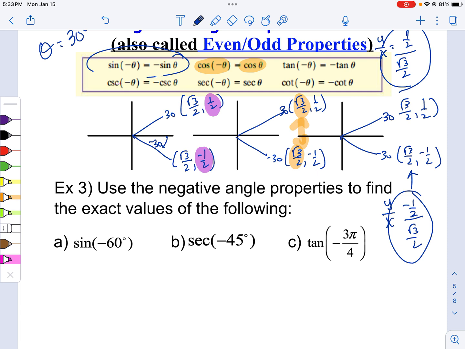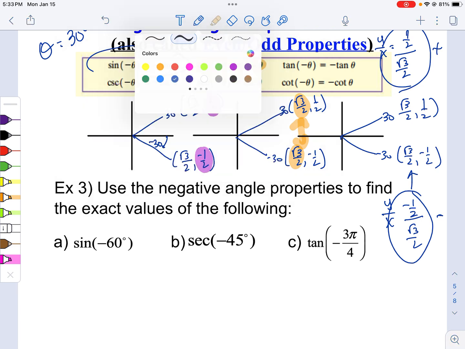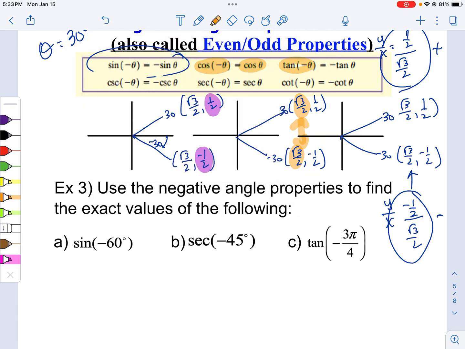But notice that one of them is going to be positive and the other is going to be negative. So just like sine, when we do tangent, the tangent of a negative angle is also the opposite of the tangent of the positive angle, because you're in quadrant 1 and quadrant 4. In quadrant 1, tangent is positive because both of these values are positive, and then in quadrant 4, one of the values is negative, so tangent has to be the opposite.